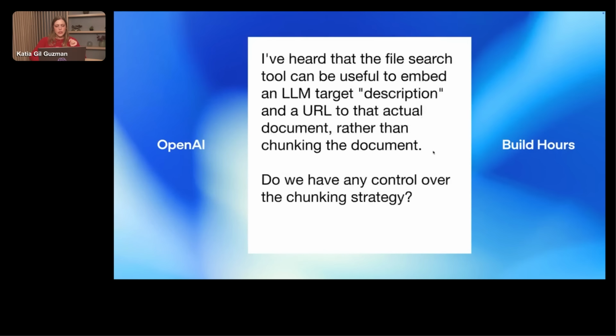Okay, so next one: I've heard that the file search tool can be useful to embed an LLM-targeted description and a URL to the actual document rather than chunking the document. Do we have any control over this chunking strategy? Not as of now, but you do have some control for file search. For example, you can do metadata filtering. You can also, if you want, just embed the description and then let the model find the most relevant documents and then complete that with your own retrieval. You can also use the retrieval as a standalone API. So you can combine that however you want.